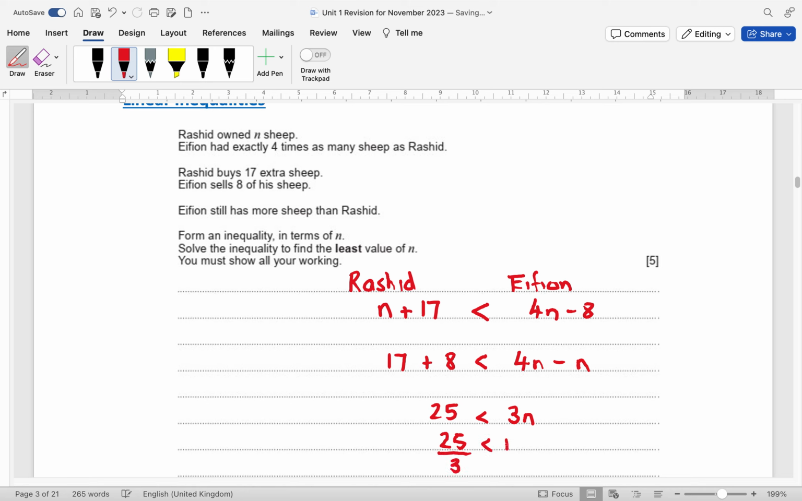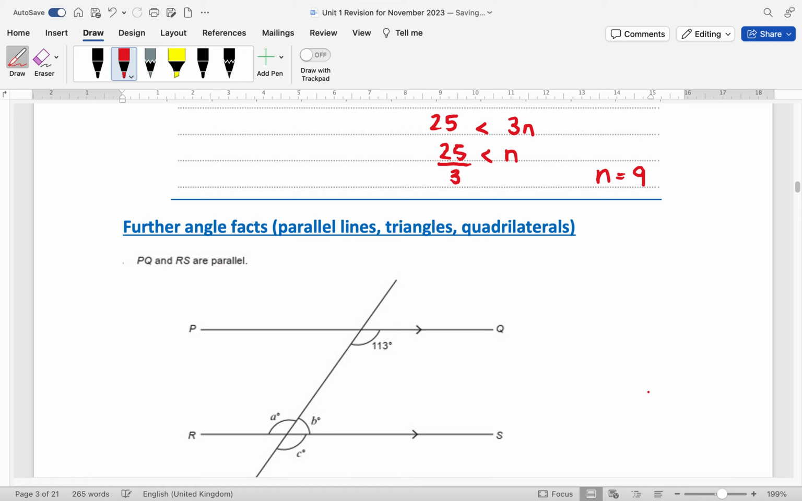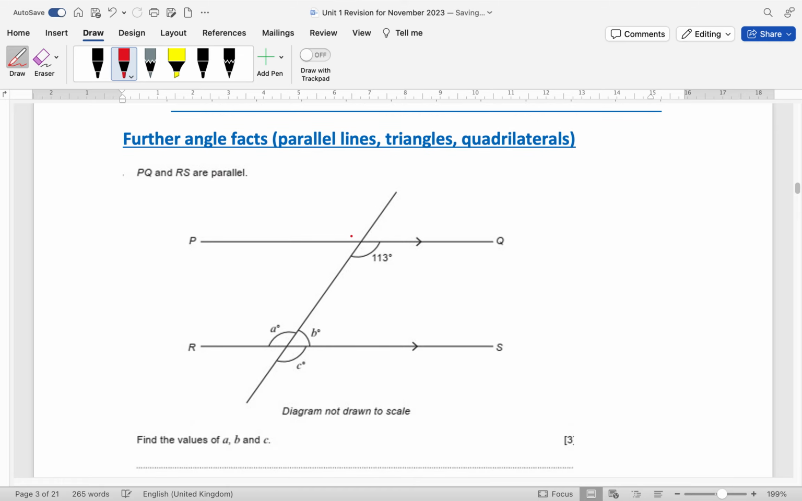So divide by 3. Now, n is bigger than 25 divided by 3. And my question is, find the lowest possible value of n. Well, if n is bigger than that, 3 goes into 25, well, the answer to this, without me working it out, is like 8 and a bit. 8.3333. But it doesn't matter if we know that. It's more than 8. So the lowest n can be is 9.